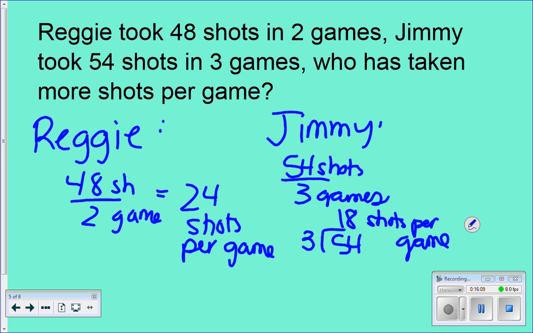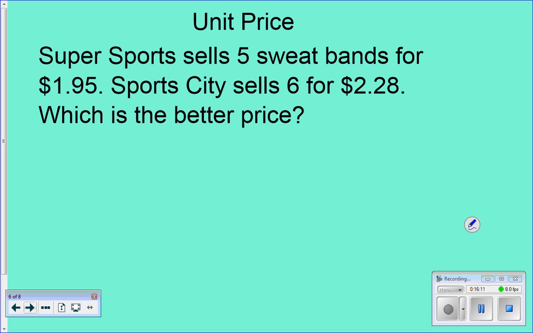Ready for my next page? Okay, so let's talk about unit price now. Unit price is the same as unit rate, only you're still breaking it down when you're dealing with money. Super Sports sells 5 sweatbands for $1.95. So it's like a pack, like a pack of socks, only it's a pack of sweatbands. Sports City sells 6 sweatbands for $2.28. Who has the better price? So our job is to figure out who has the better price per sweatband.